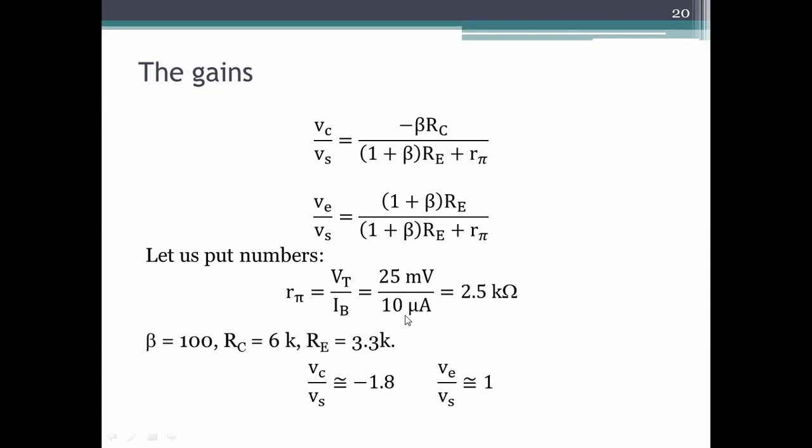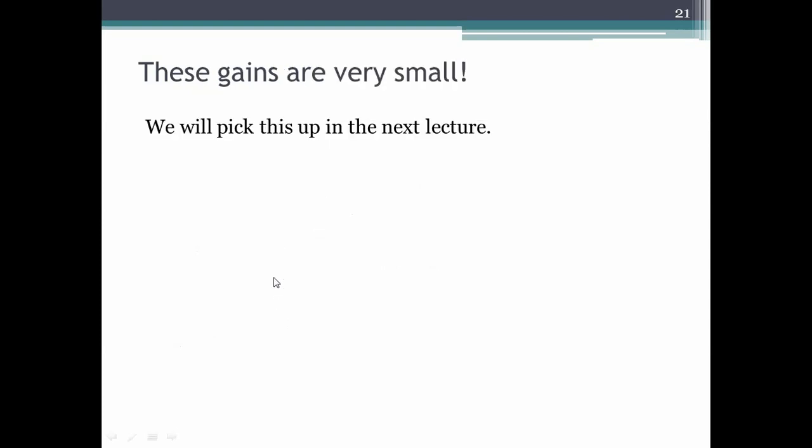Anyway, this is okay, we'll figure this out. What we wanted to do was to learn how to analyze circuits when an AC voltage is present, and now we've learned it. In the next class, we'll see what we can do to this circuit to get very nice high gains. So for now, this is the end of this lecture. All right.